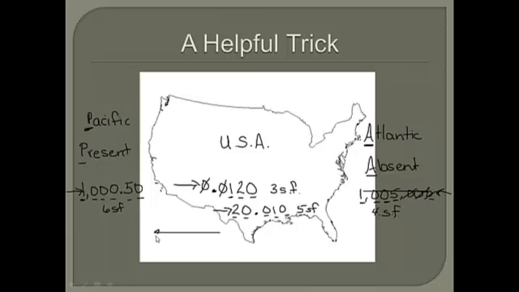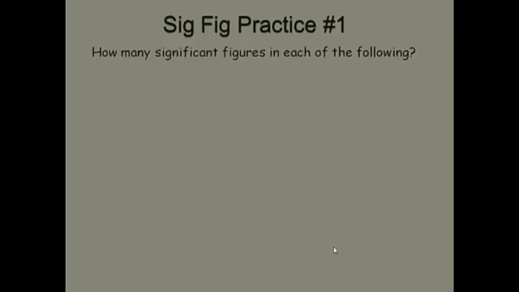Let's say we have 20,420. All right, no decimal in this number, so the decimal is absent. We're going to start counting from the Atlantic side. Zeros don't count. We start counting with our first non-zero, count everything after that, so this number has 4 sig figs. Alright, so let's practice.